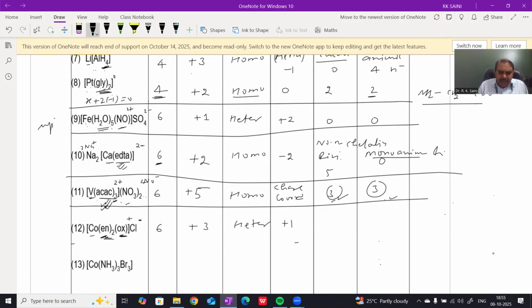Number of chelating rings. 1 ethylene diamine makes 1 ring. 2 ethylene diamine make 2 rings. 1 oxalato makes a ring. Therefore, total chelating rings are 3. Mono-anionic ligand: 0. Next, question number 13.